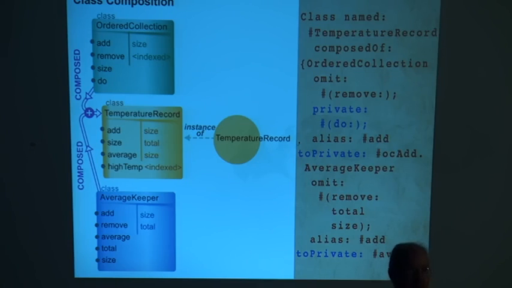What being private means is this method is only available to self-sends. So any self-send of the methods within temperature record, like the add method or the high temp method, which are the two defined in temperature record, as opposed to these two methods, defined one here and one here. Any self-sends they do of these OC add, AV add, or do are going to work. But anybody sending a message to an instance of temperature record is going to get a does not understand.